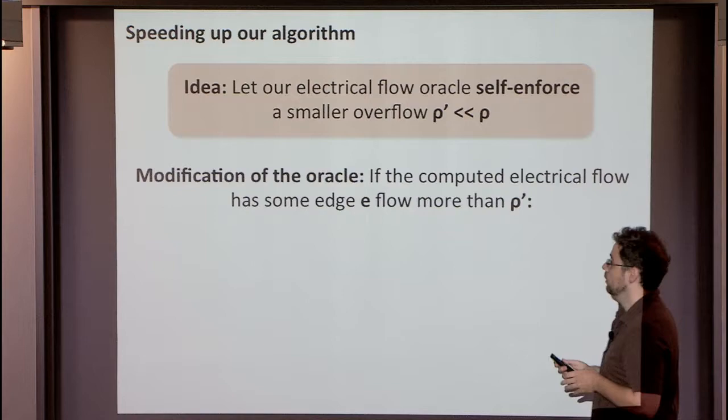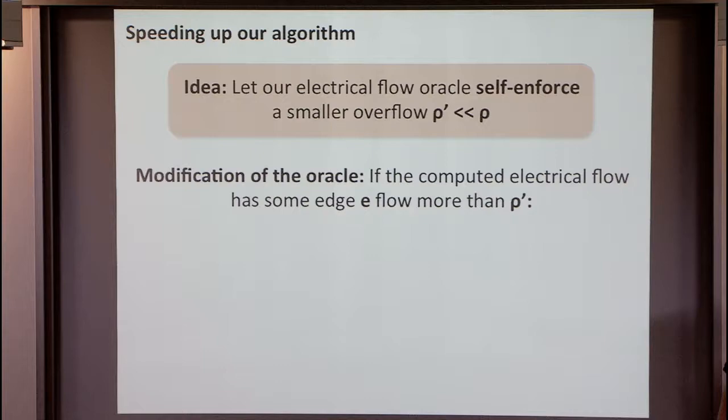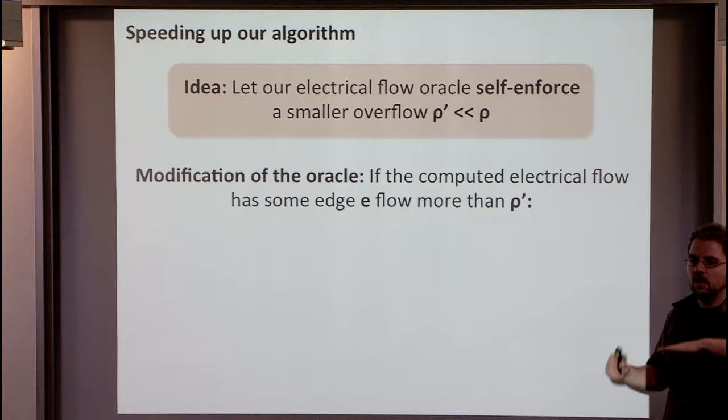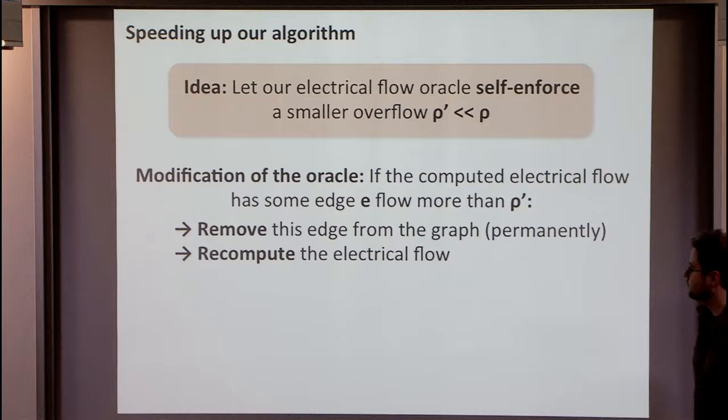So is it clear what's happening here? Are there any questions about that? Essentially, this is a very simplistic way of enforcing a good overflow. Whenever we see an overflow we don't like, we just remove this edge forever and recompute the flow. And we are hoping that at some point we get the right flow.